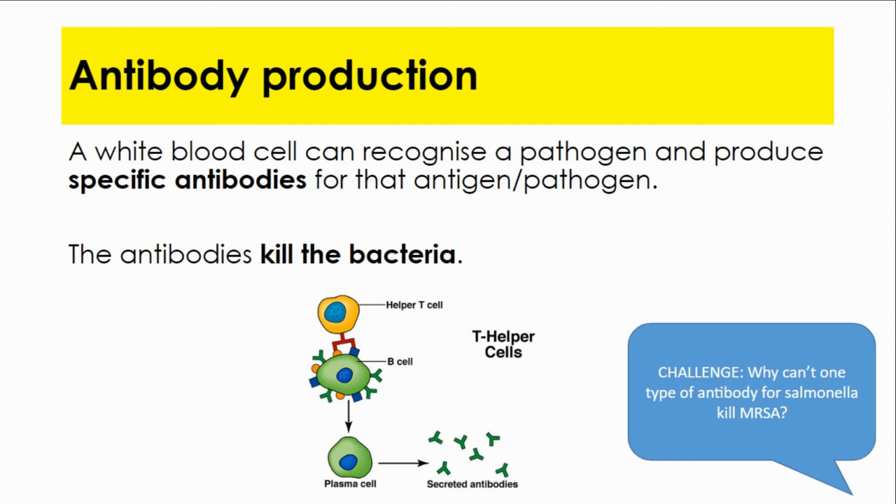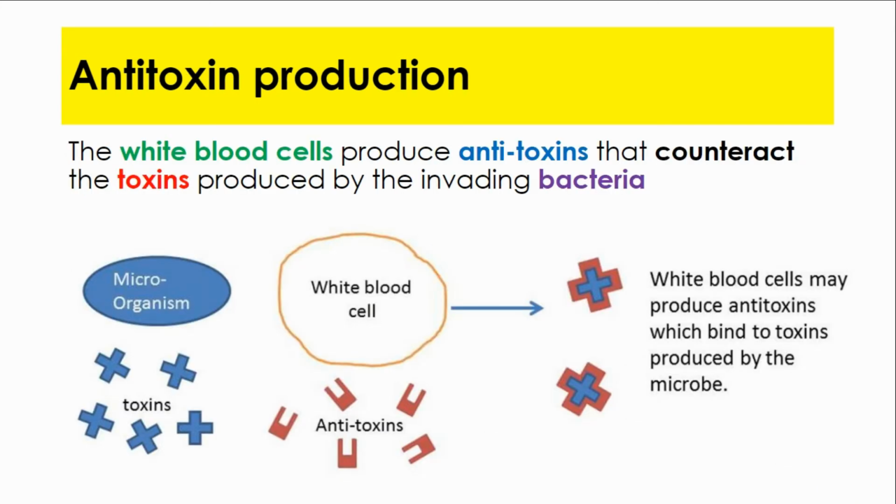So antibodies are proteins that bind to antigens or surface proteins on the pathogens. There's a challenge question here saying, why can't one type of antibody for Salmonella kill MRSA? Antitoxin production. The white blood cells produce antitoxins that counteract the toxins produced by invading bacteria. So the bacteria make these toxins that are harmful to our cells. White blood cells can make antitoxins that then bind to these toxins produced by the microbe and neutralize them.